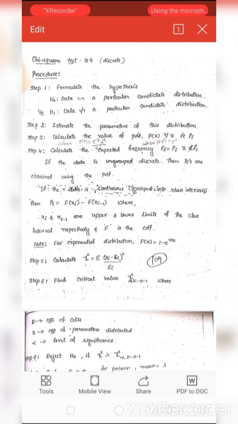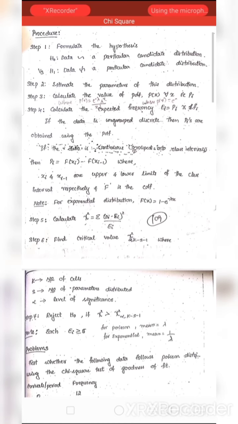Step 5: Calculate chi-square, which is given as summation of Oi minus Ei whole square divided by Ei, where Oi is the observed frequency and Ei is the expected frequency. Step 6: Find the critical value. It is given as chi-square alpha comma k minus s minus 1, where k is the number of cells, s is the number of parameters estimated, and alpha is the level of significance. This critical value can be found from the appendix. I'll show you while doing the program.